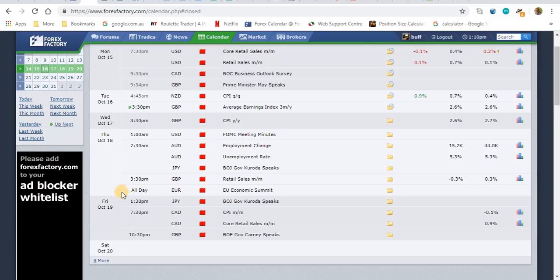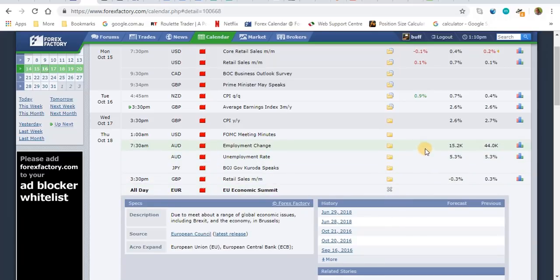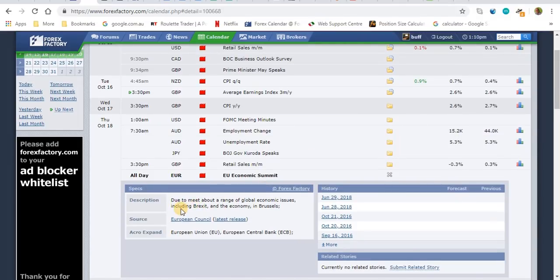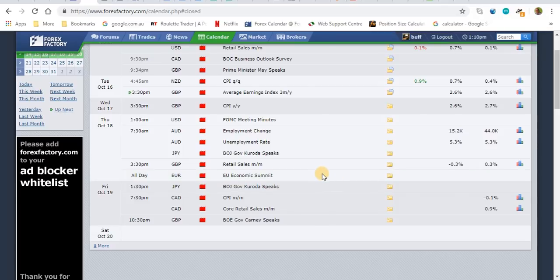Then this one here on Thursday, all day Euro Economic Summit. Now, if you go here, I know there's some dramas in Italy at the moment, financial issues. So here we have, you just click on the little envelope here and it opens up what it's about. So they're going to be talking about Brexit and the economy. So this all happens on Thursday. So it could be a bit of a game changer for pound pairs or even euro, Swiss franc, etc. So just be careful. That's on Thursday. That's your EU Economic Summit.